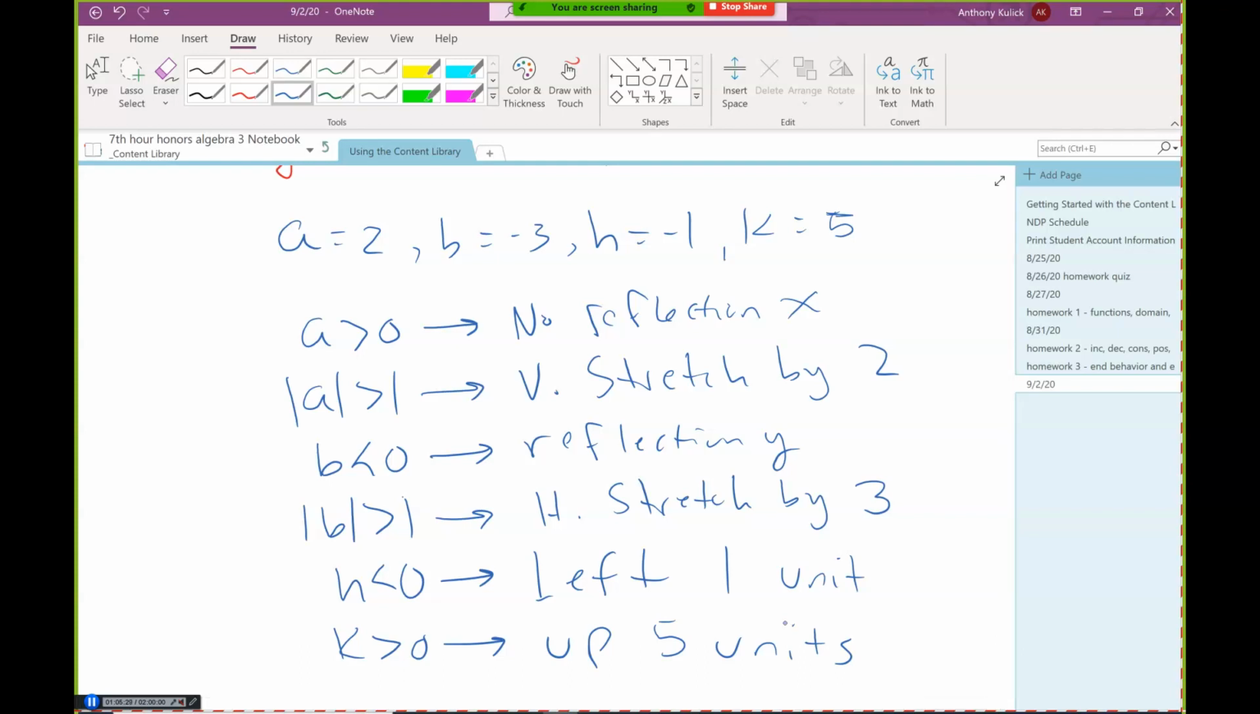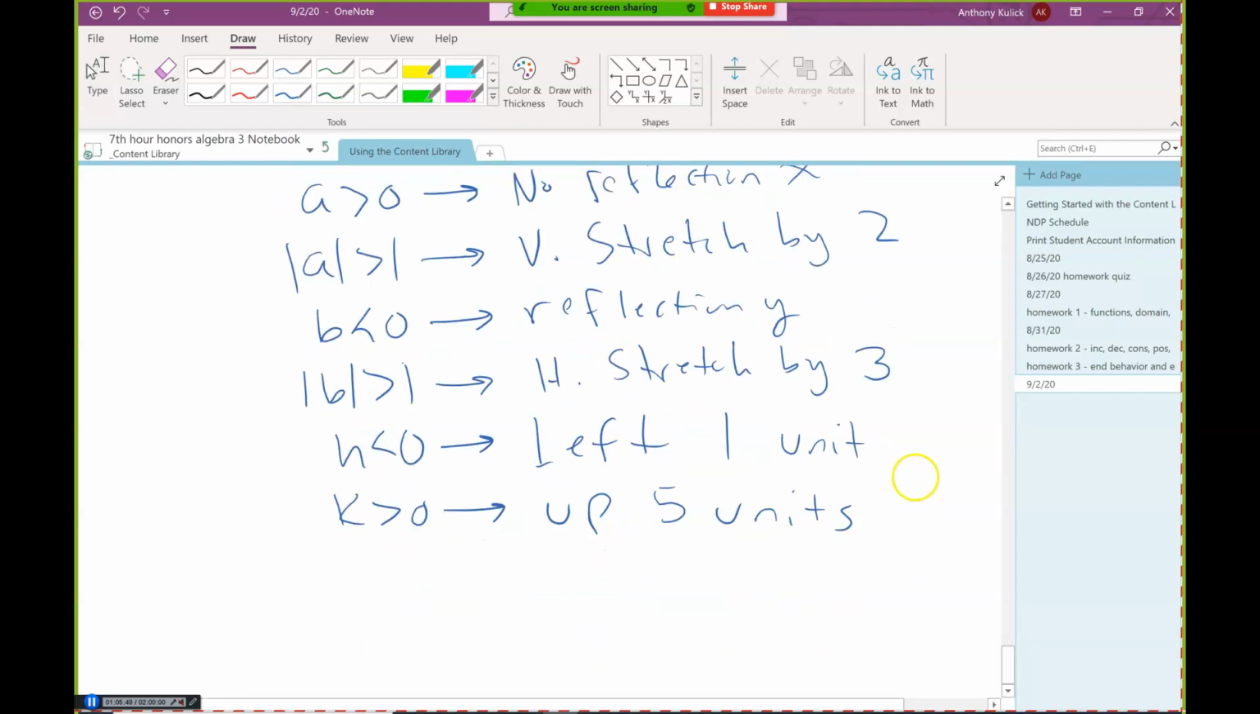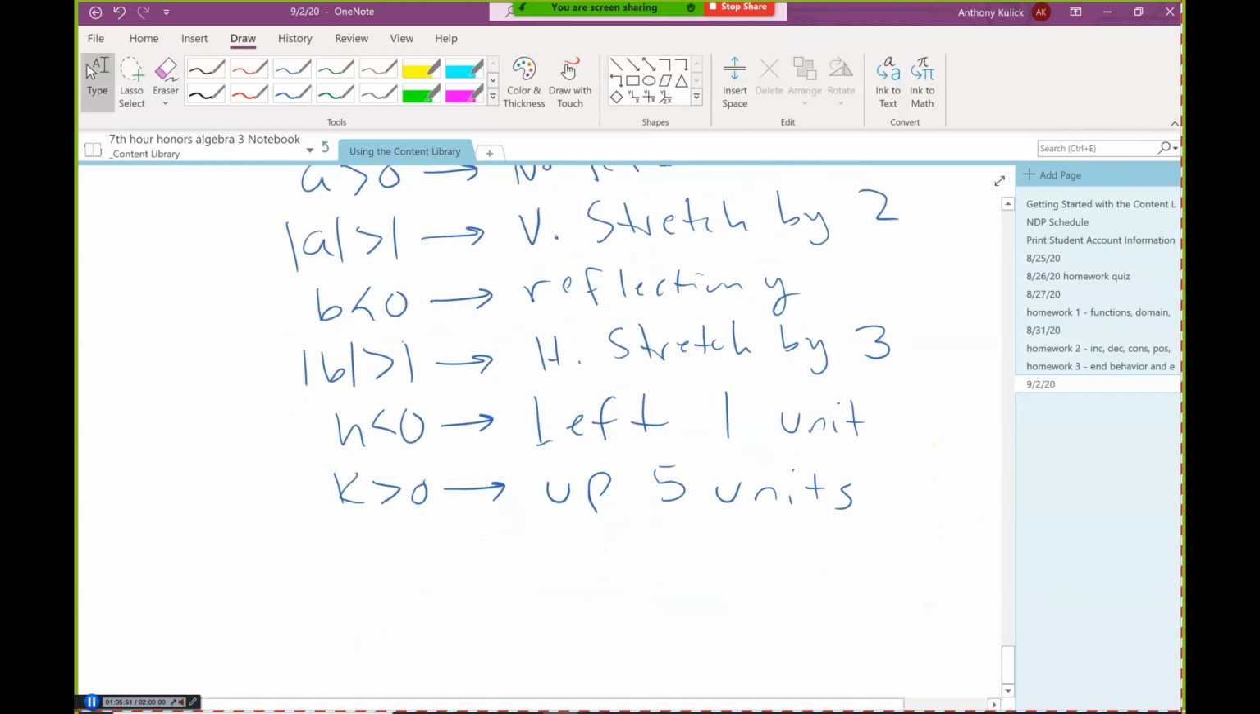So when we ask for a description like this, we're just going to justify based on the criteria we had before and state what happens. Is that okay? Again, the hardest part is making sure you've identified the values for A, B, H, and K correctly. And after that, you're just comparing those to the criteria.